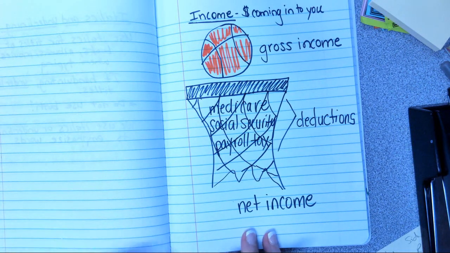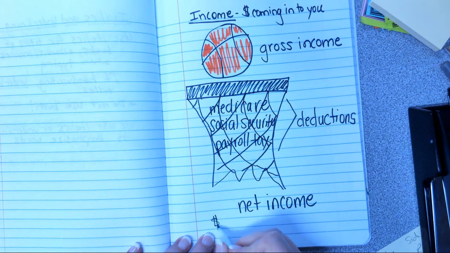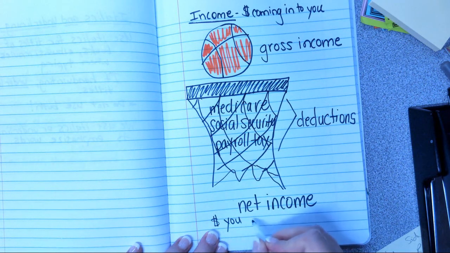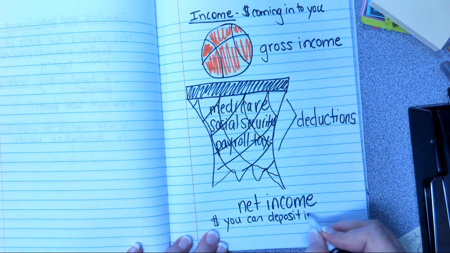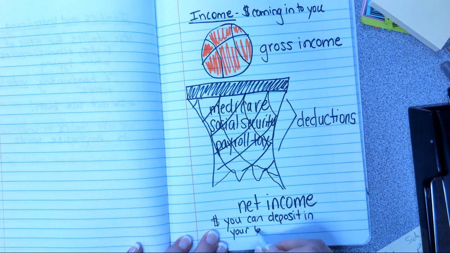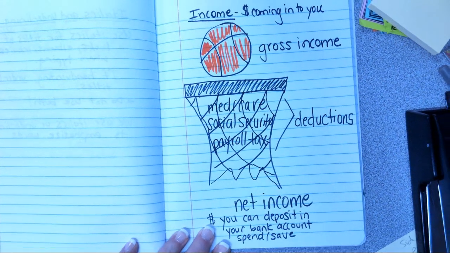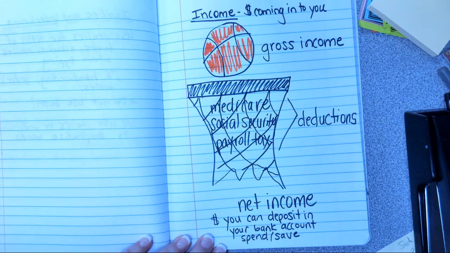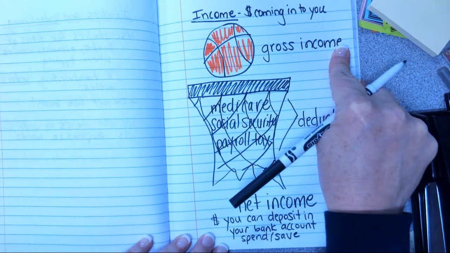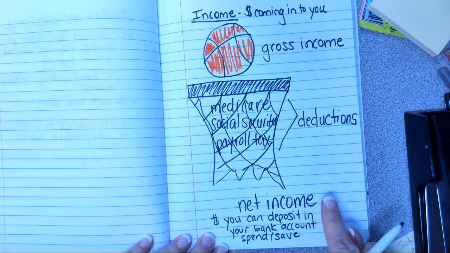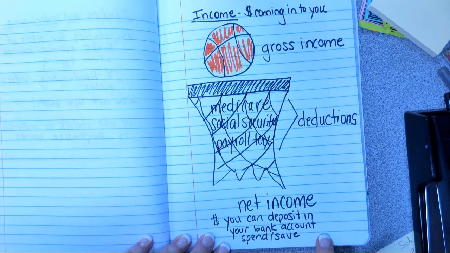Your net income is the money that you can deposit in your bank account. And you could deposit that money to spend it or to save it. Some people spend, some people save, some people do a little bit of both. So you get gross income, the really big idea of what you think you're going to make. They take out some deductions, and then your net income is what you really get to spend or save. It's what you really get.